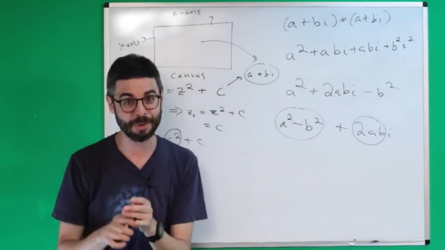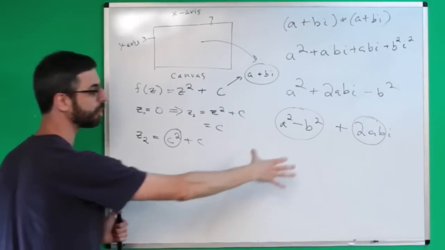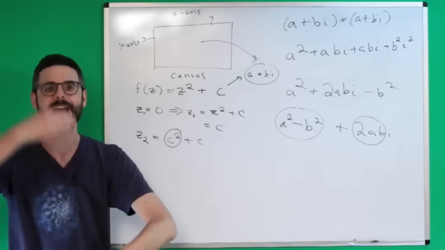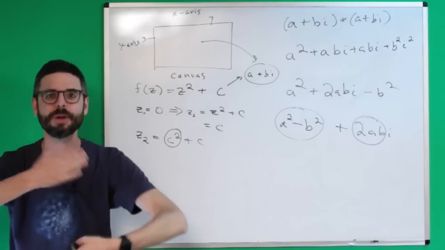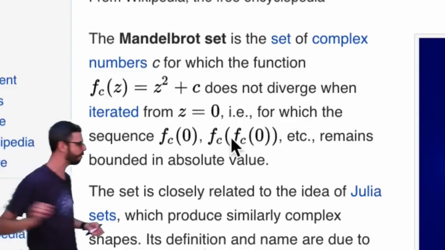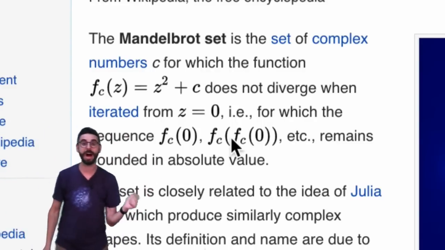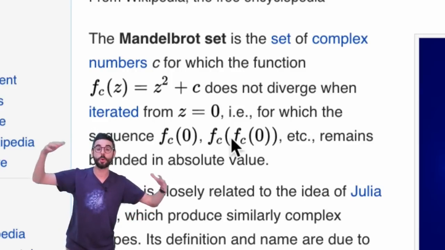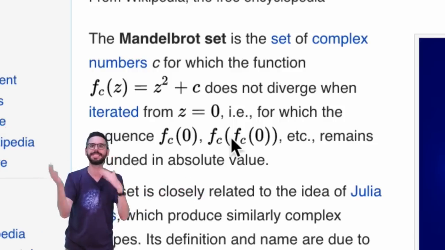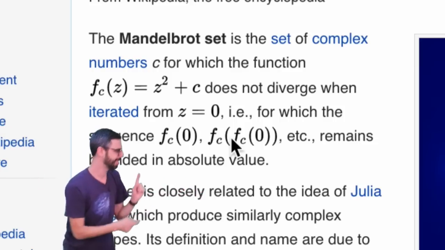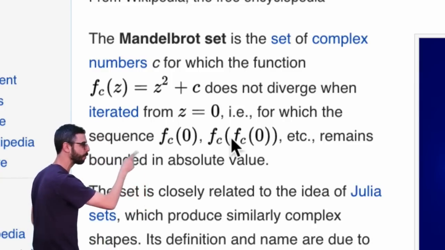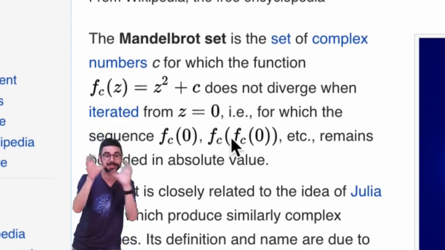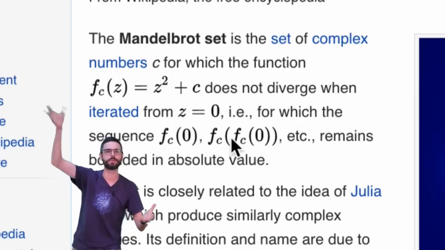So this is all the math that we need, because what we're going to do in our code is just calculate these values over and over and over again, generation to generation. We're going to iterate. And as we calculate those values, we need to see, do they remain bound in absolute value? So the question is, are they tending to go towards infinity, or are they just staying around some reasonable number? The Mandelbrot set is the set of numbers for which the function remains bounded. So it's all of the possibilities that don't tend towards infinity.